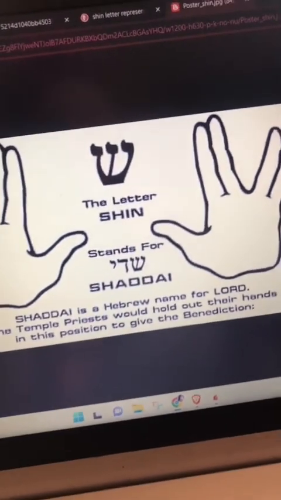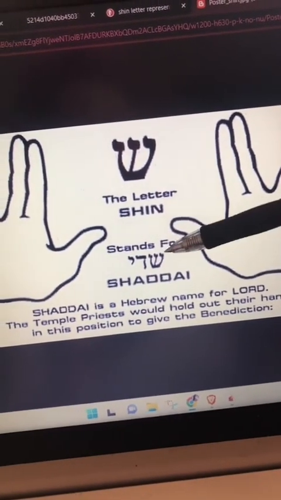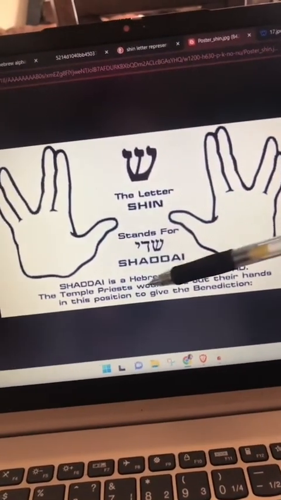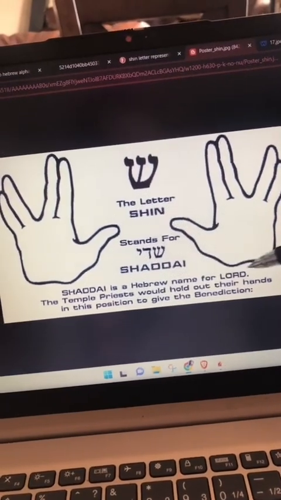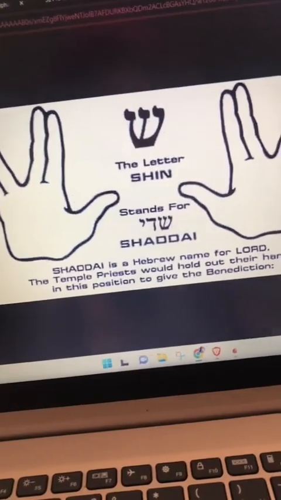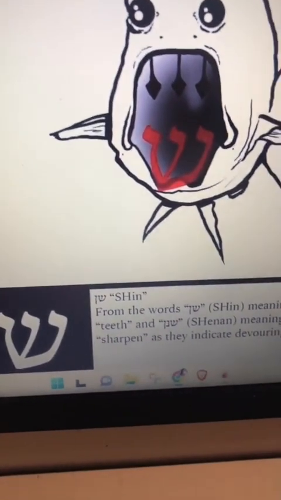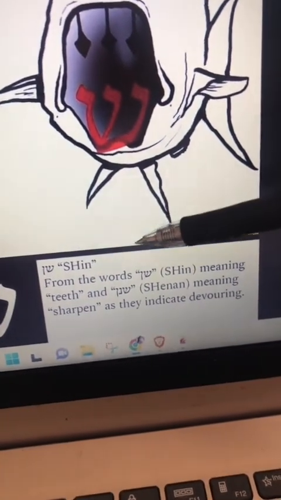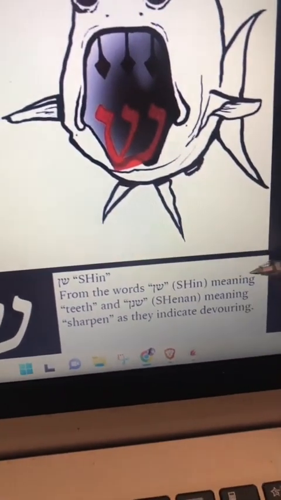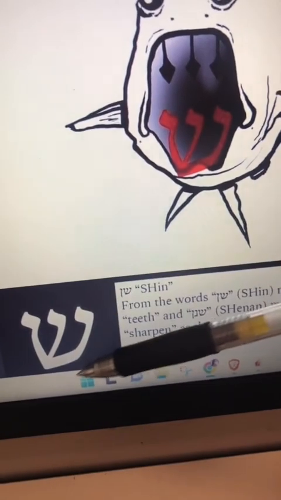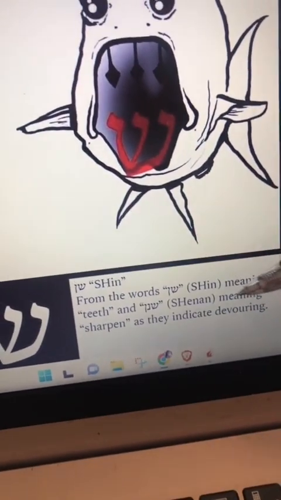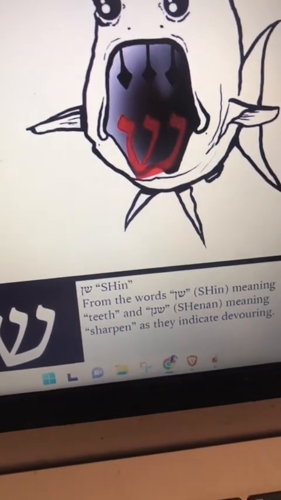So the shin stands for El Shaddai. Okay, so the letter shin stands for El Shaddai. And this is the hand form that the priests would make as they would hold out their hands and give the priestly benediction over the people. Okay, so when we look at the shin, we also understand that it means teeth. And it means to sharpen and devour, okay? So these teeth are to sharpen you. The teeth of Yehovah are sharpening you. The understanding that you're getting from him is sharpening you, okay?